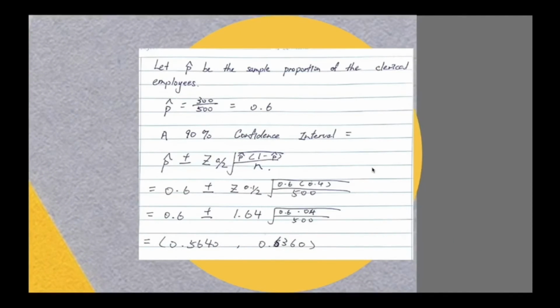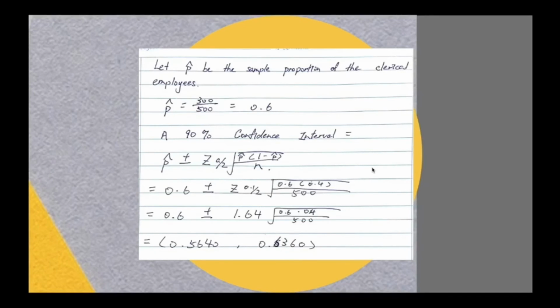The first step is to let p-hat be the sample proportion of the clerical employees. Calculating p-hat requires two numbers, 300 and 500. If we divide 300 by 500, then we get 0.6. Moving on to constructing the confidence interval of 90%. By adopting the formula of p-hat plus or minus z value of alpha over 2 times square root of p-hat times bracket 1 minus p-hat over n, we'll get the answer.